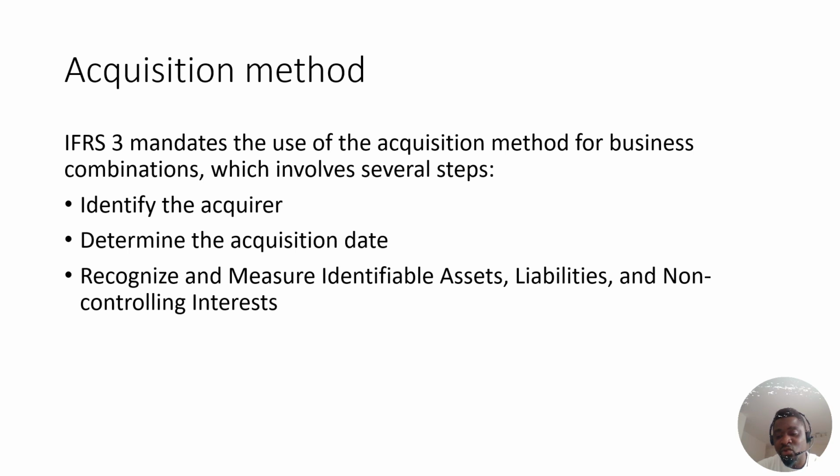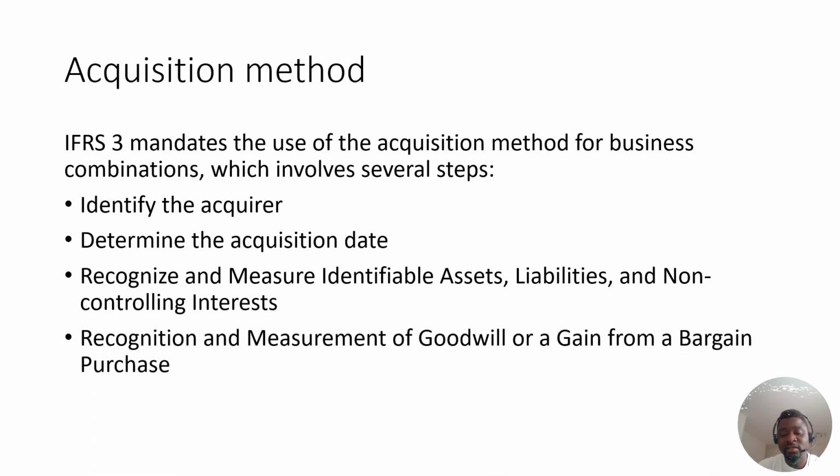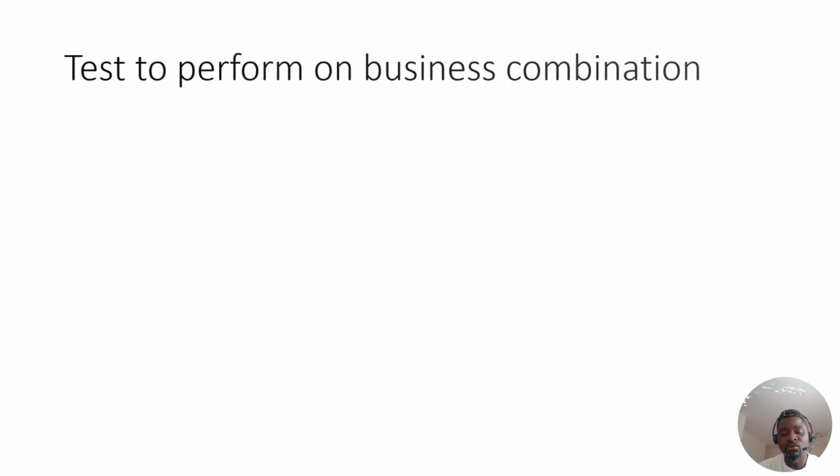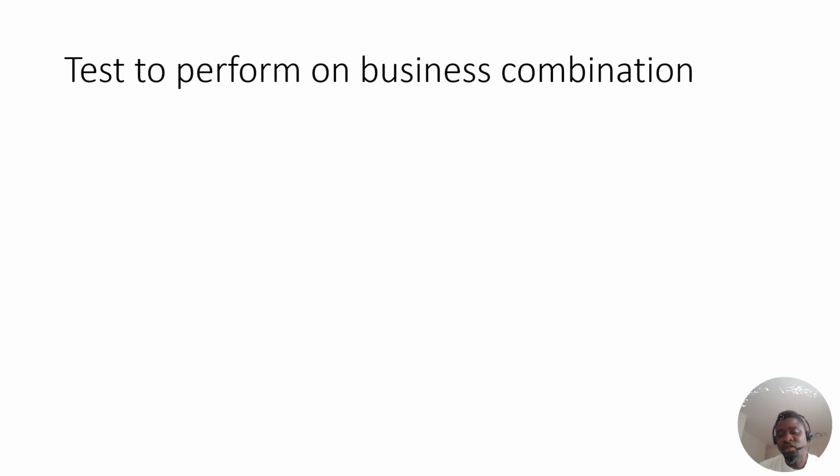The next one is to recognize and measure identifiable assets, liabilities, and non-controlling interest. So we need to measure these assets and liabilities at fair value, and non-controlling interest also at fair value. Then the last step is to recognize and measure goodwill or gain from bargain purchase. So goodwill can occur on business combination, or a gain on bargain purchase can occur, which is the reverse of goodwill.